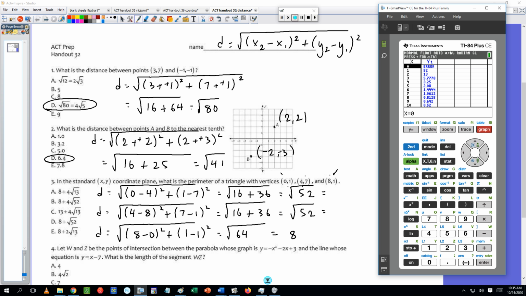If you go to your table, what you want to look for is the last set of nice numbers without the decimals. So if you get down here the decimals that are below 1, you went too far. And here is your answer, 2 radical 13. So the perimeter is going to be those 3 sides added together. So 8 plus 2 radical 13 and another 2 radical 13 is 4 radical 13. And that is choice A.